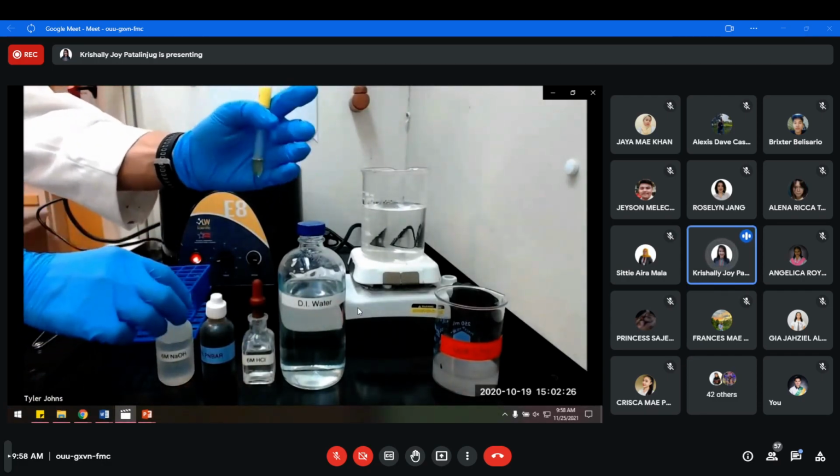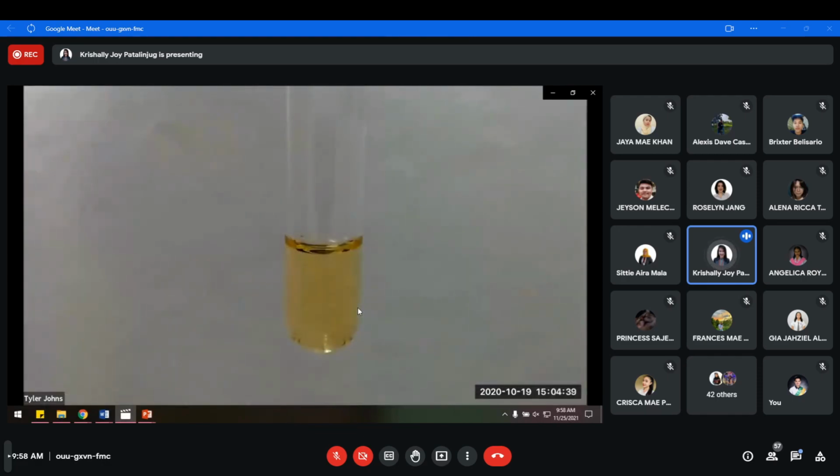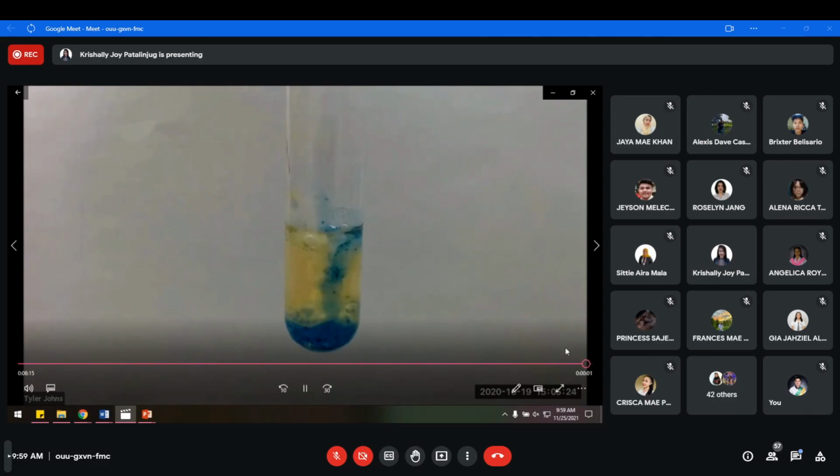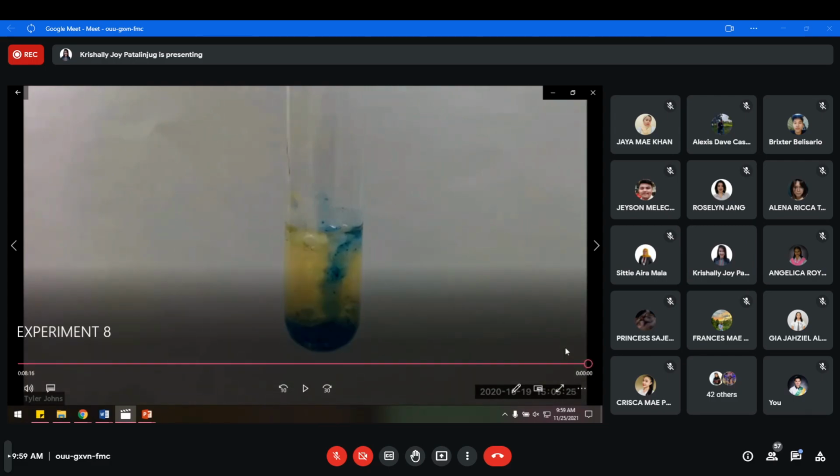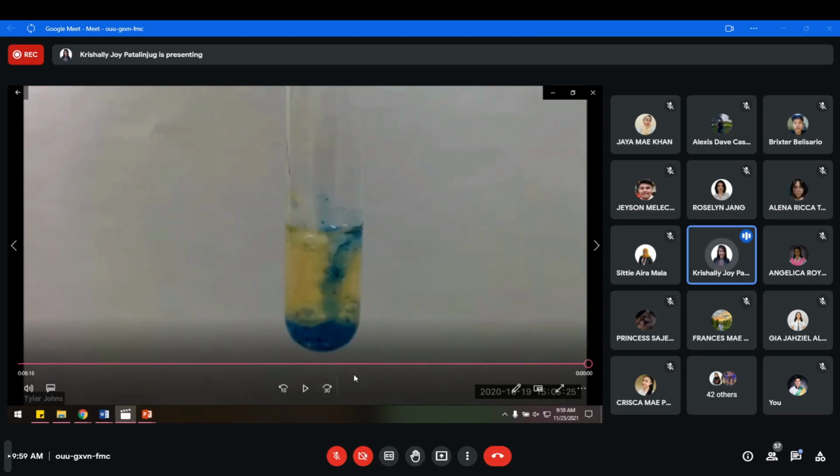Okay, so please observe a blue flocculent no nga ma-form. That is an indicator na magnesium ion is present. Confirm siya, confirm nga magnesium ion is present. Okay, so that is a positive result, no? Positive result yan kasi may blue flocculent. The blue flocculent confirms the presence of magnesium ion. Okay, so for a while ha.